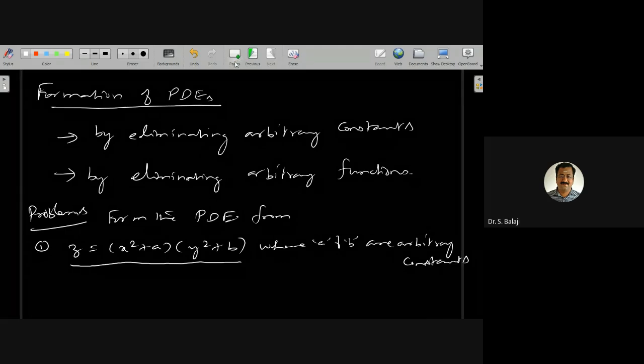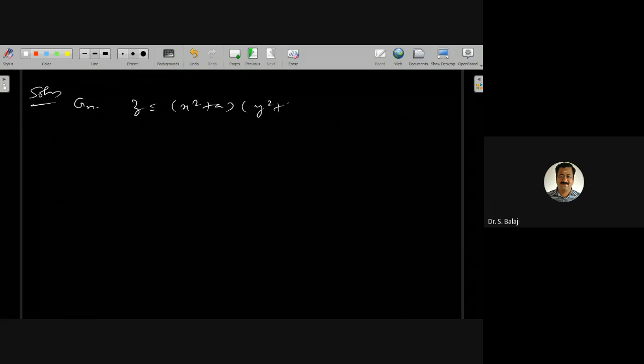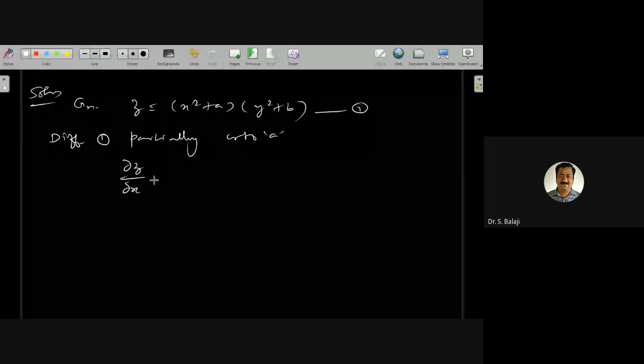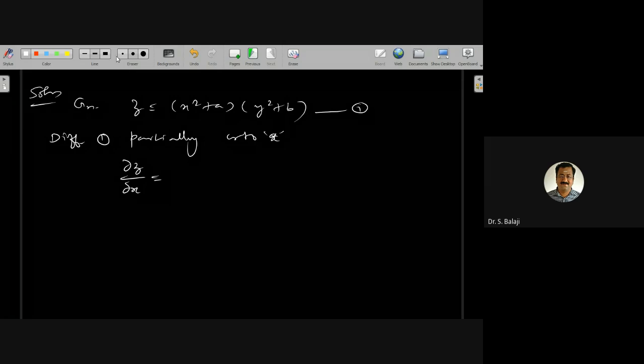The idea is very simple. First of all, you write what relation is given: z = (x² + a)(y² + b). Now differentiate to get the partial differential equation. Differentiate equation number one partially with respect to x, sorry, not a, with respect to x. Then you get ∂z/∂x on the left side.